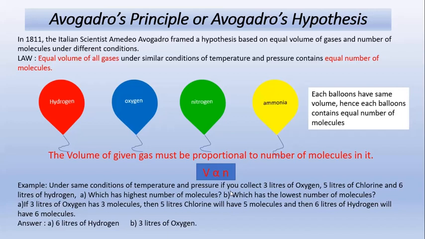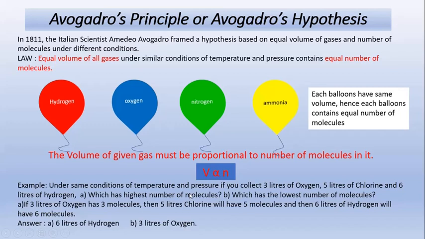That's the simple idea we can propose. Now let us come to an example on how to solve this. Under the same conditions of temperature and pressure, if you collect 3 liters of oxygen, 5 liters of chlorine and 6 liters of hydrogen, remember, the condition is maintained. So which has the highest number of molecules? That is the first question.